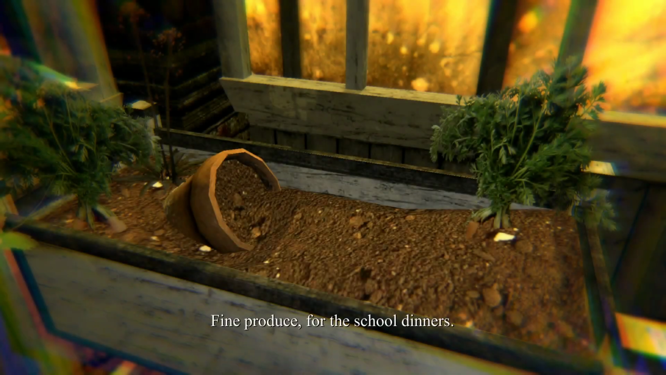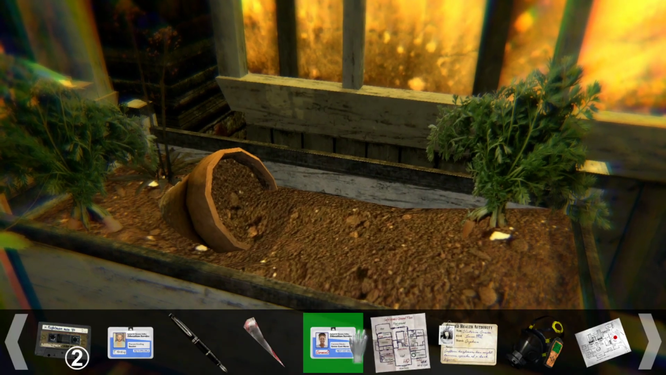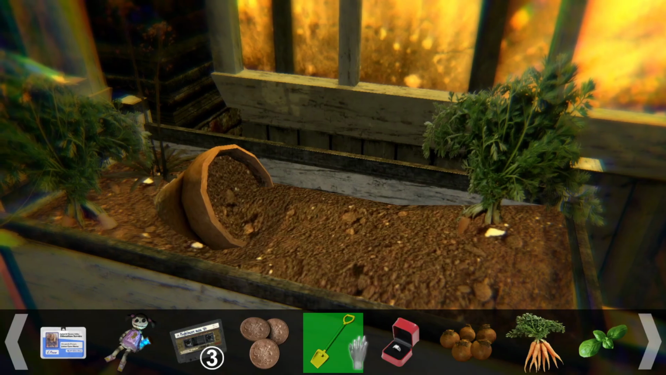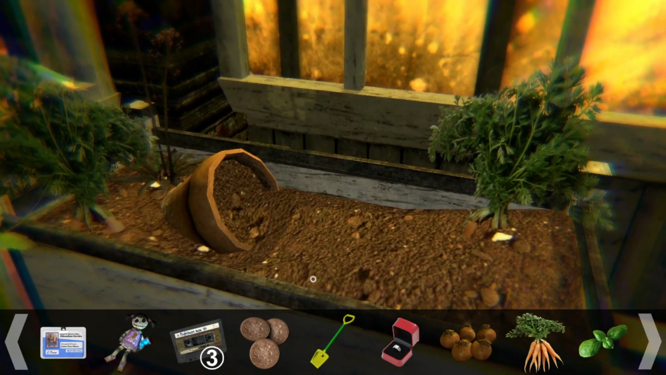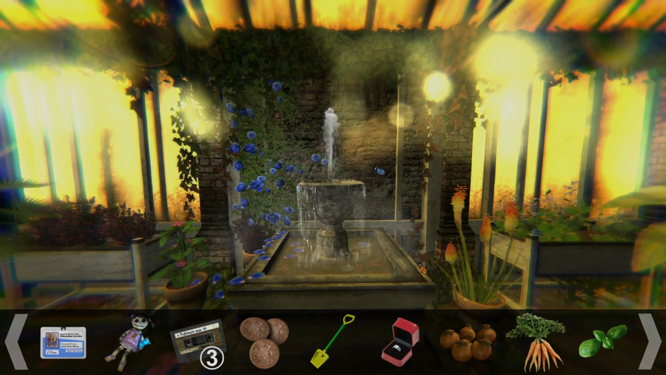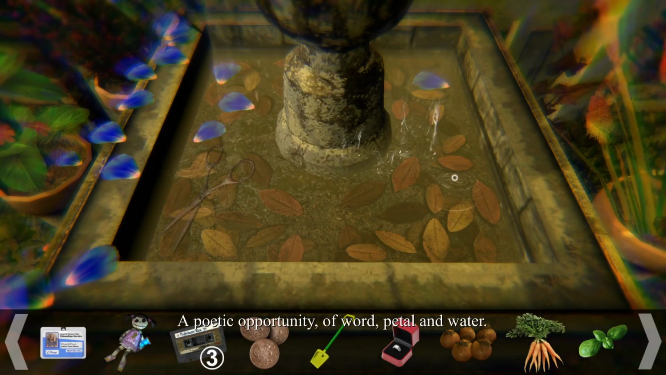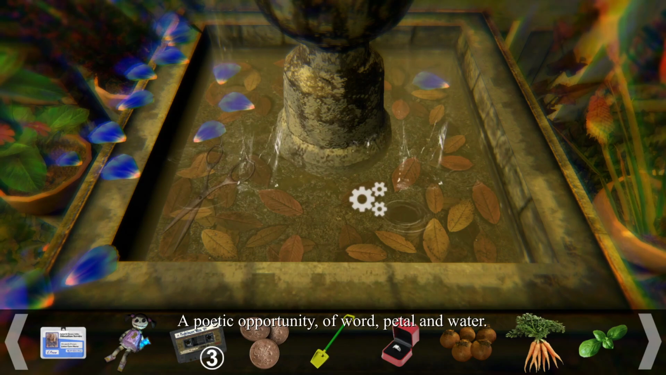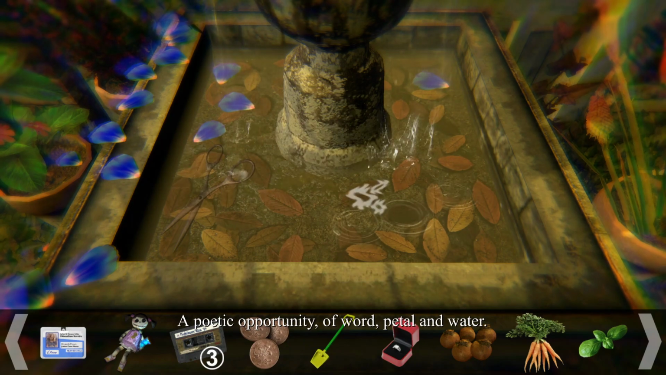Fine produce for the school dinners. A poetic opportunity of word, petal, and water.